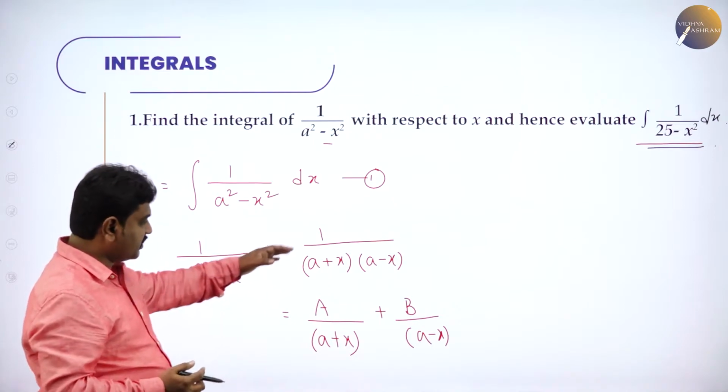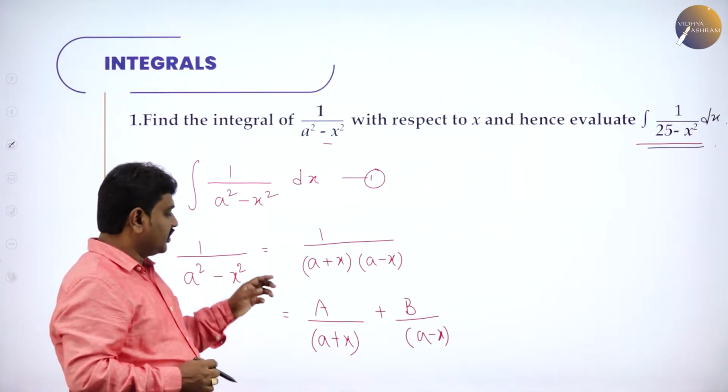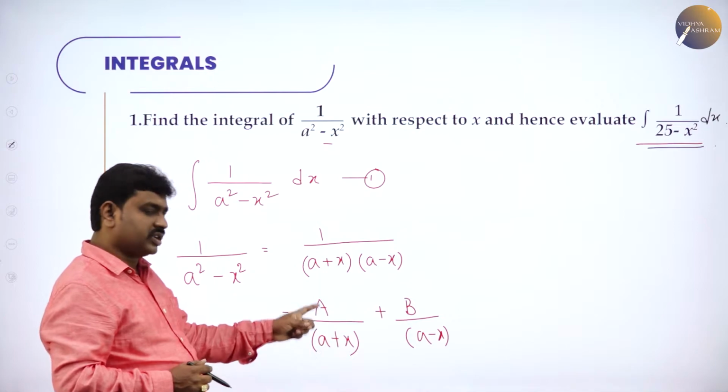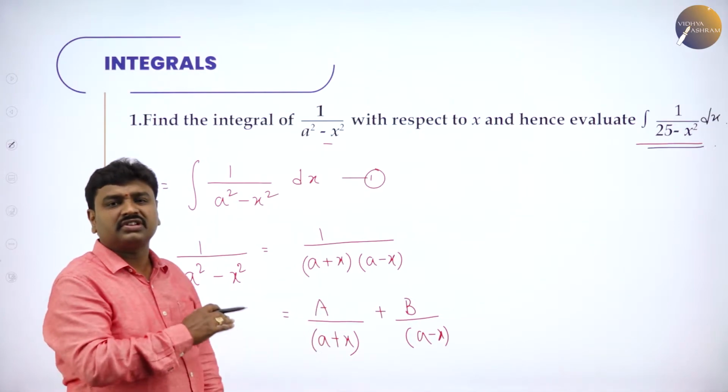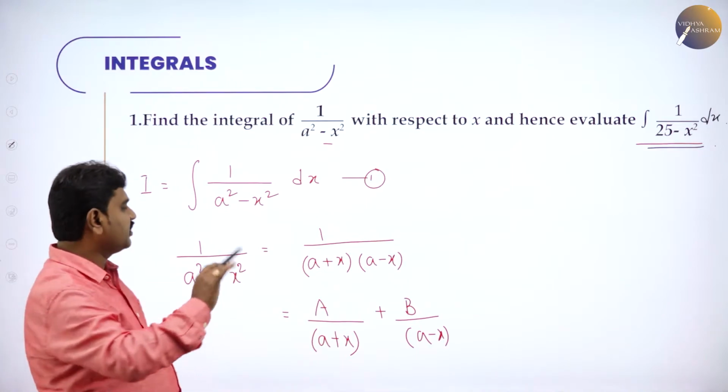Or this is the partial fraction method. This is one method where you take x is equal to minus a, put x is equal to minus a, you'll get one of the values, and like that you can continue. We call this the partial fraction method. Again, we'll be learning the partial fraction method.